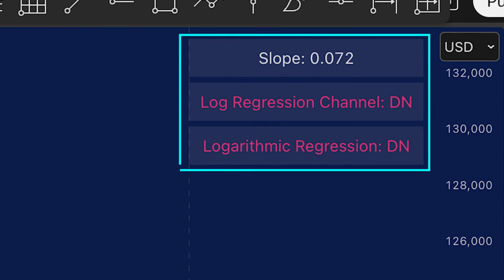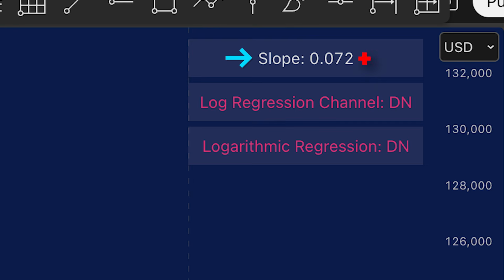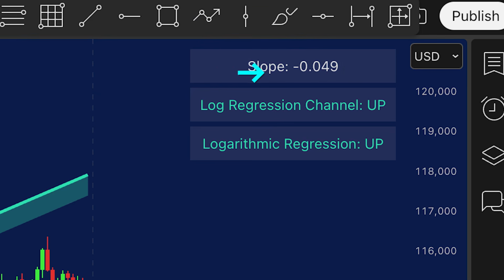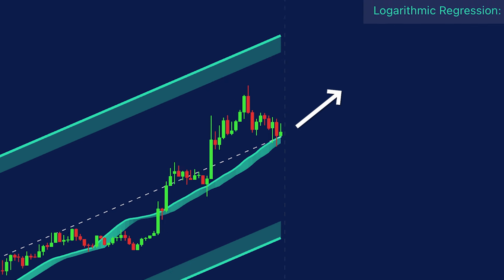Next, you want to check the dashboard. If the regression slope value is positive and direction shows down, it means you're confirmed bearish. But if the slope is negative and the channel direction shows up, it means you're confirmed bullish.